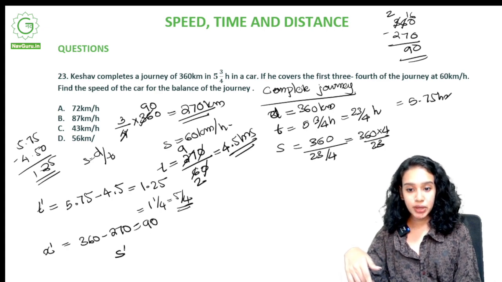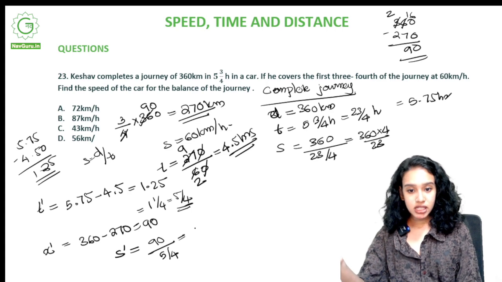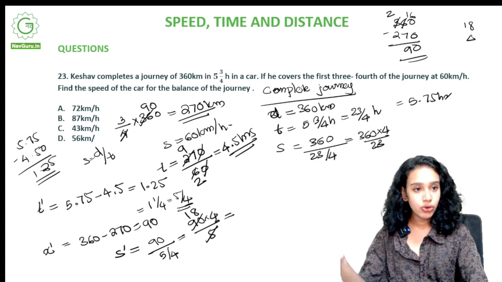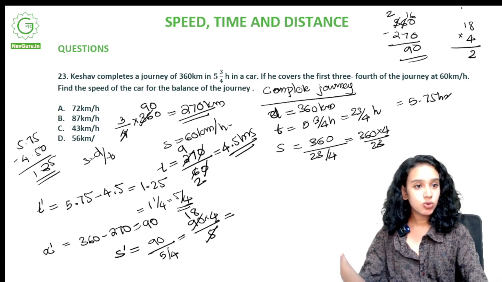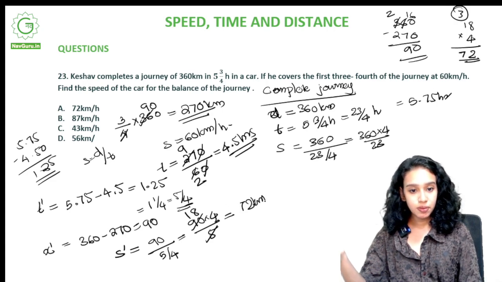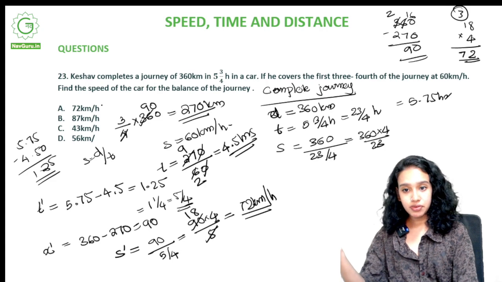Now the new speed, or the rest of the speed, is equal to distance covered by time taken. Time taken is 5/4 hour, so this is 90 into 4/5. Now 5 and 90 cut out, 1 5 is 5, 18. So we get 18 into 4, which is 72 km per hour, the answer.